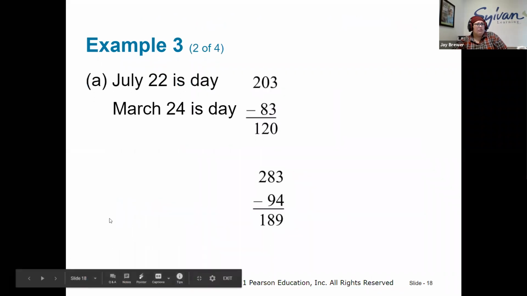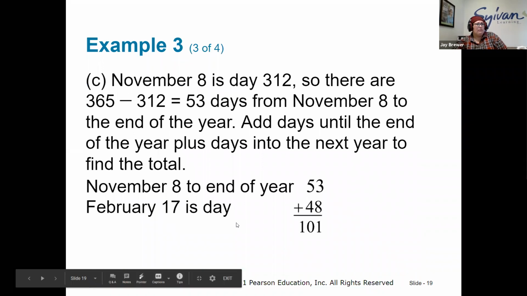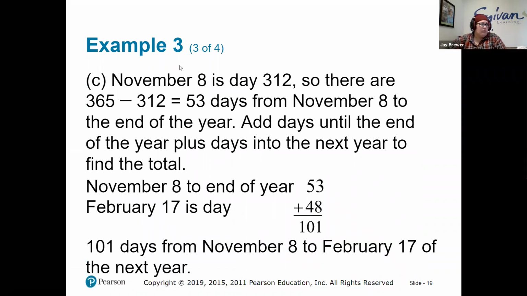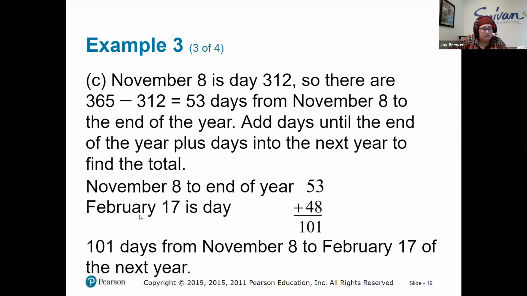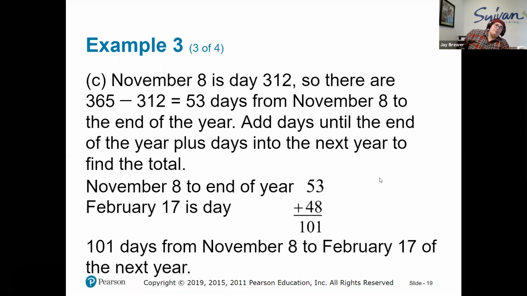So then they should just have to add it. So this is what they had to do. You had to figure out that 312 is 53 days from the end of the year, and then the 17th is 48 days into the new year. And then they just added them.